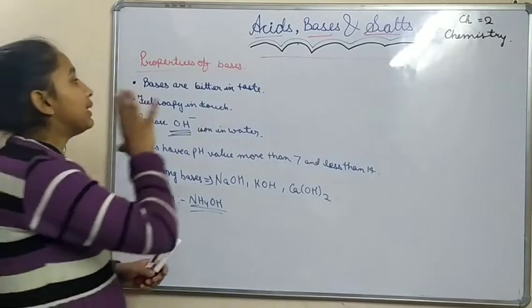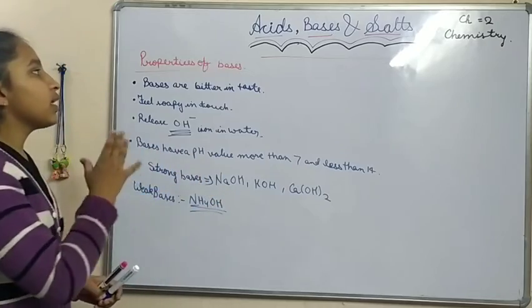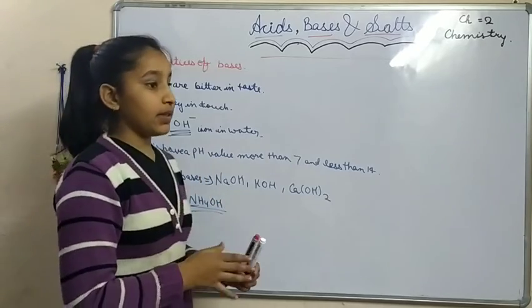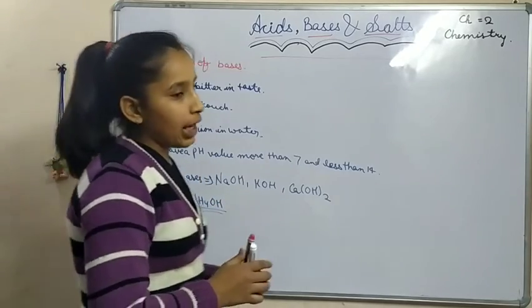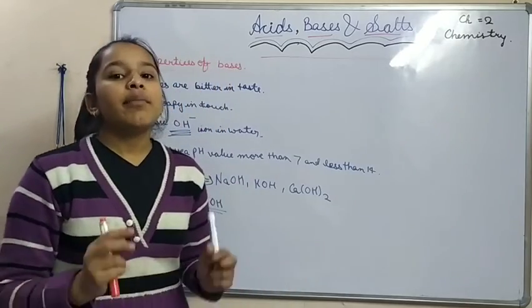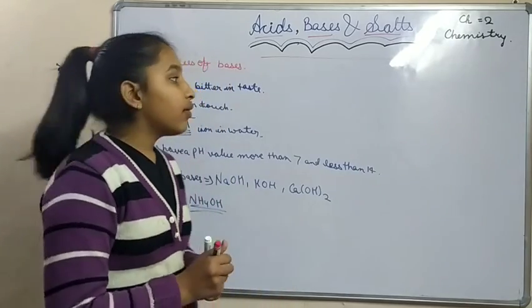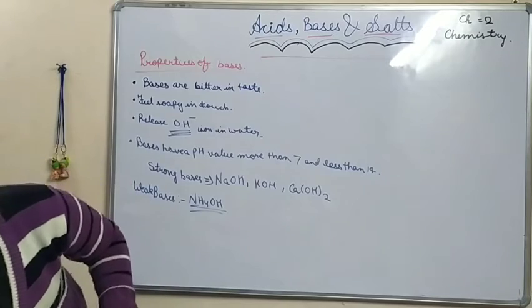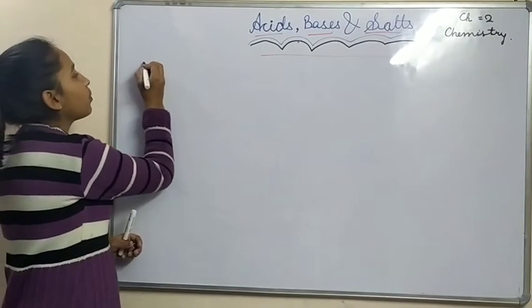Now these are the properties of bases and those were the properties of acids. Now what are the types of acid? There are mainly two types of acid.